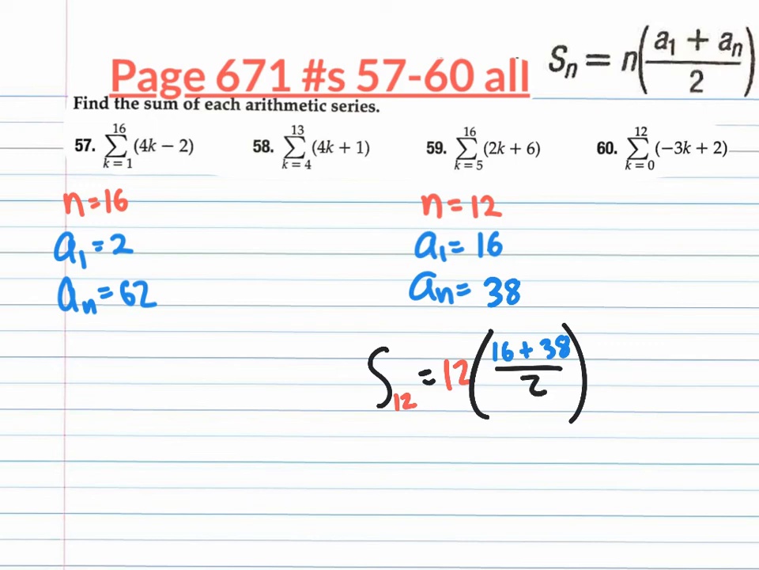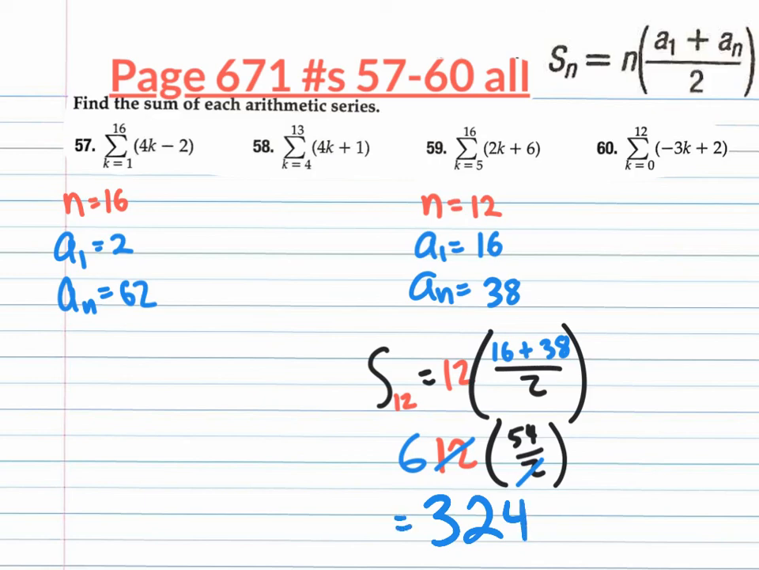So we end up with 12 times 54 divided by 2, and 54 divided by 2 is 27. Or you could also do this. You could say 12 divided by 2 is 6, and then multiply 6 times 54, however you want. 6 times 54 is 324. So your answer for number 59 is 324. That's the answer right there for number 59. Knowing that, you should be able to do 58.